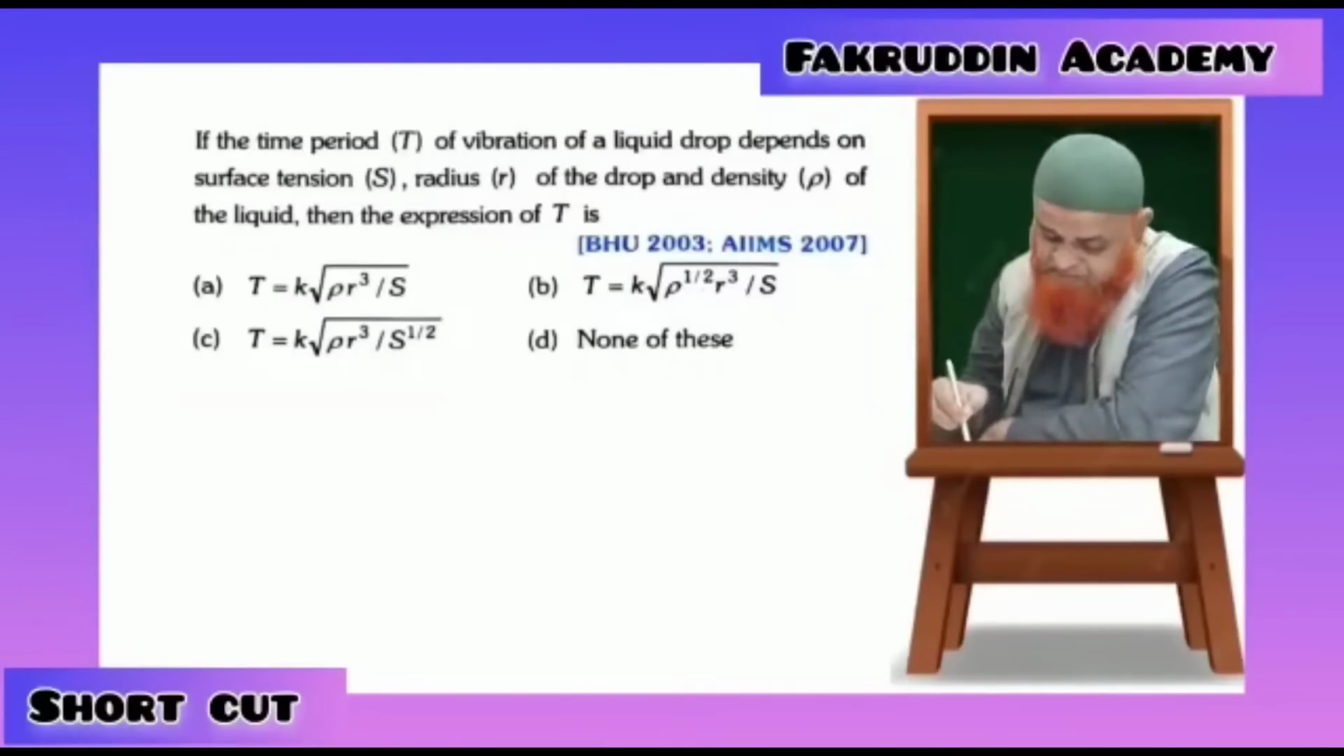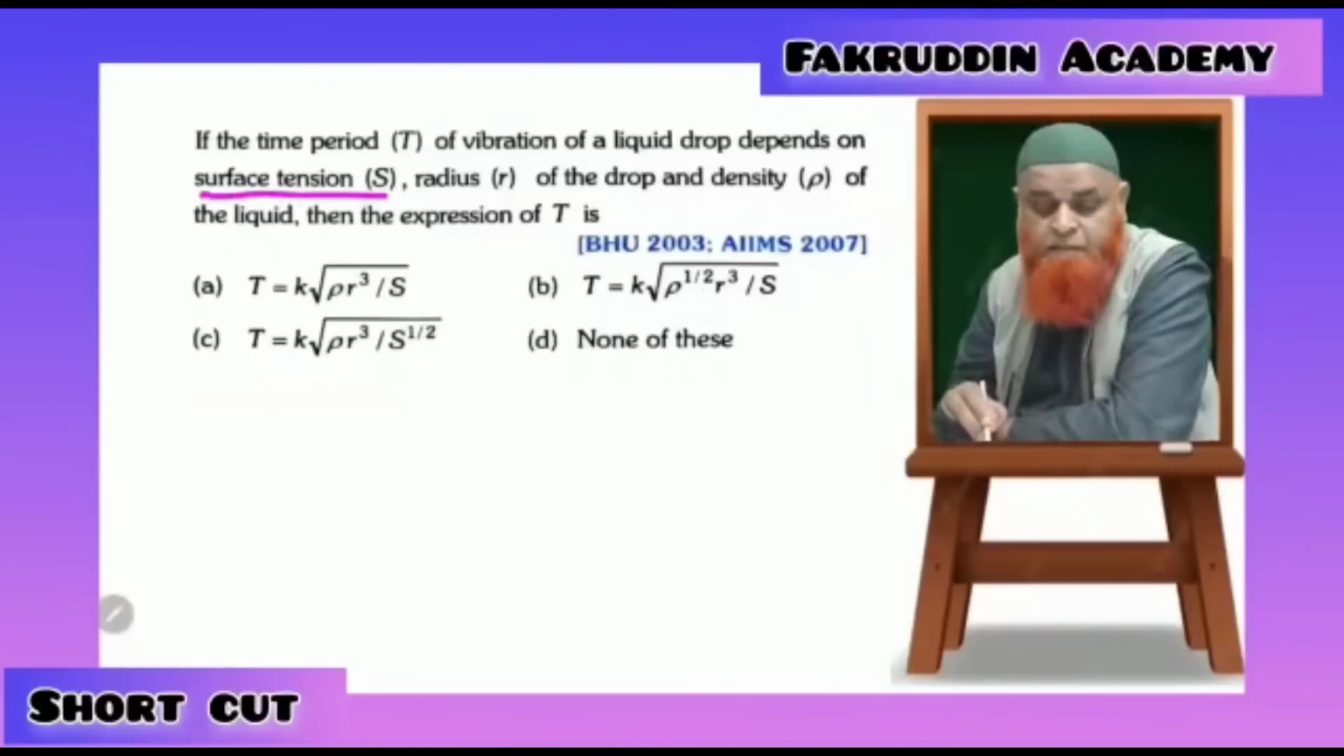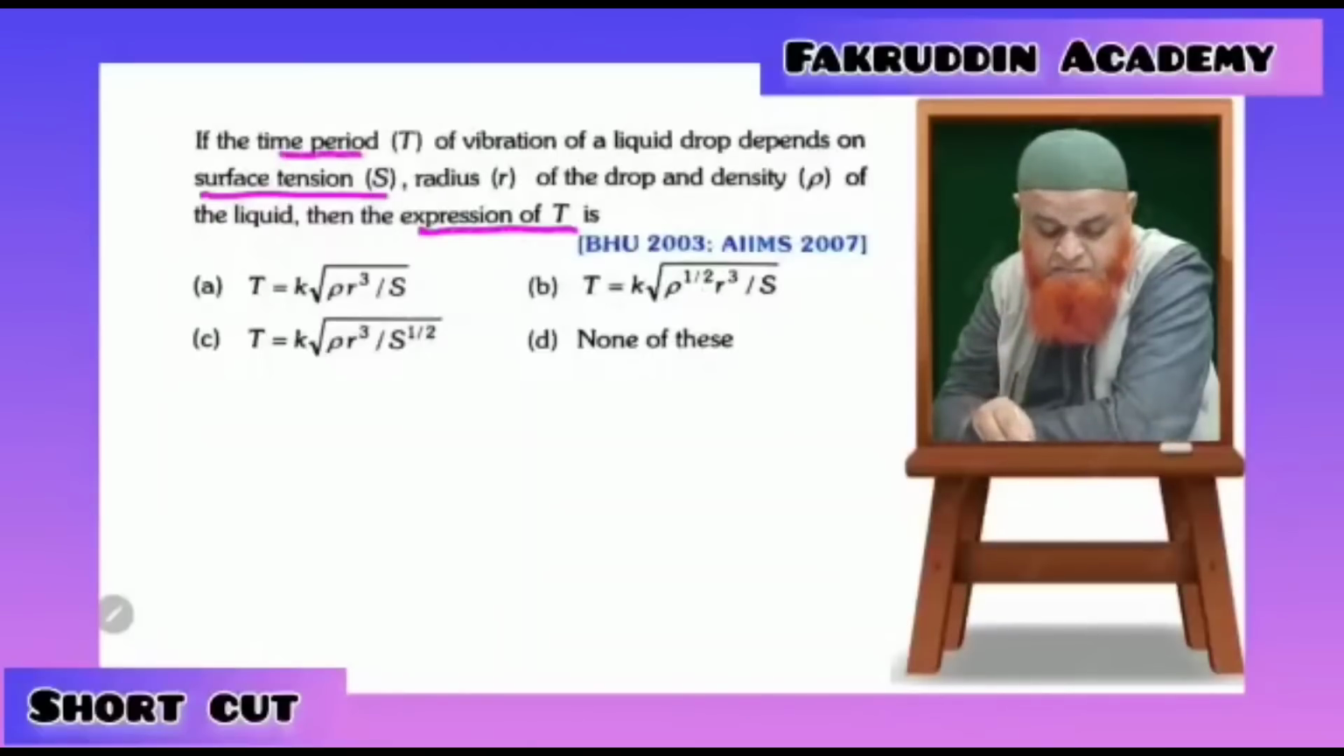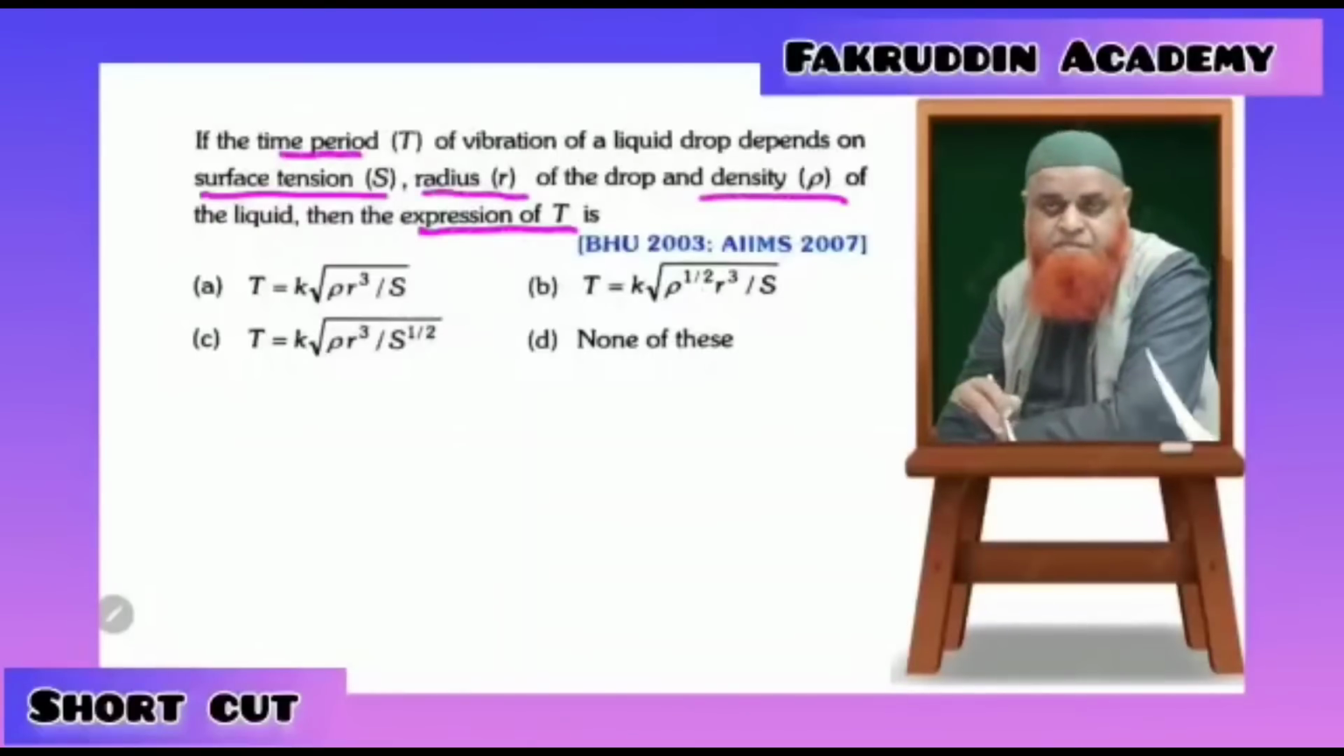Students, how are you going to find the super simple method for the expression for surface tension? Here, the expression of time period in terms of surface tension, radius and density. I'll tell you a super simple method instead of raising of powers here. How is the super simple method?